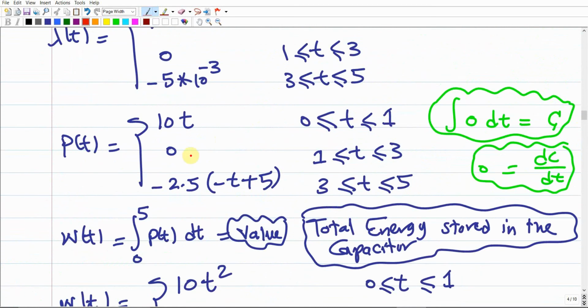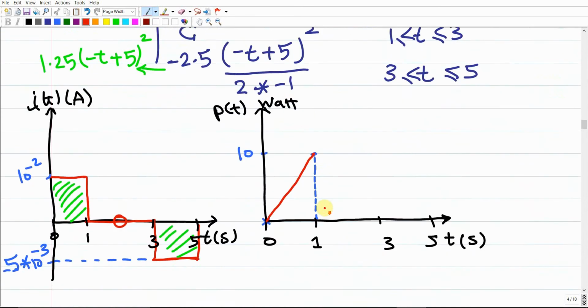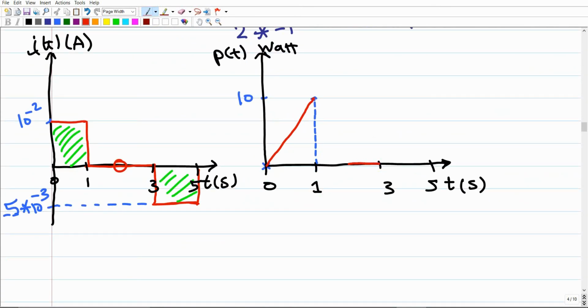How about the second period? It is 0. So it is simply 0. 0 means that it is a constant function. So within the period from 1 to 3, the power is already 0. You can even connect this point to this point to have one curve, right? It means that here we're going to have an abrupt change in the power, from being 10 watt, it suddenly drops to 0 within the time period between 1 to 3.